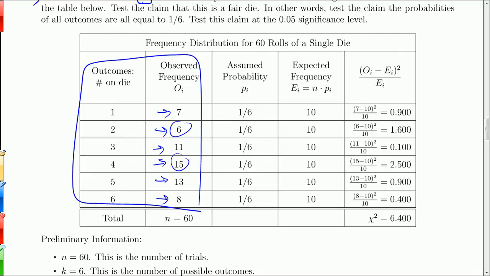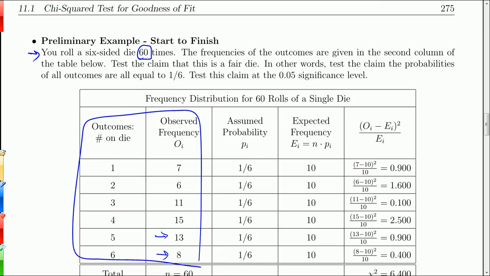So there's some reason to believe that maybe this isn't a totally fair die. Okay, so what we're going to do is test the claim that this is a fair die. In other words, test the claim that the probabilities of all outcomes are all equal to 1/6. And we'll test at the 0.05 significance level.